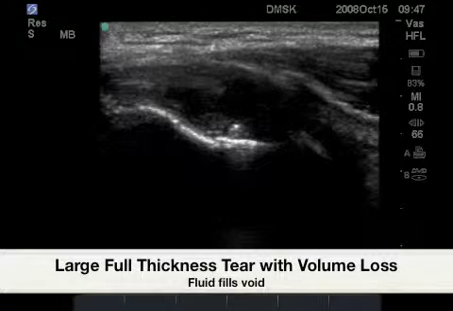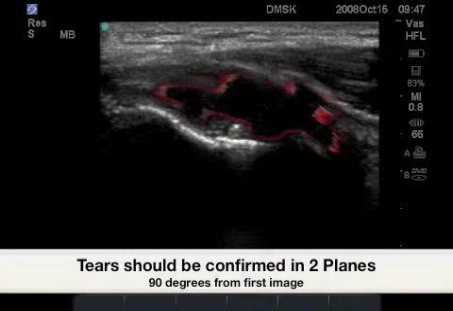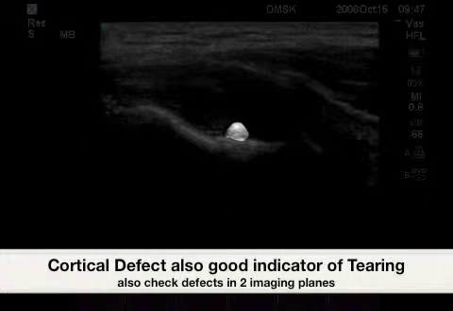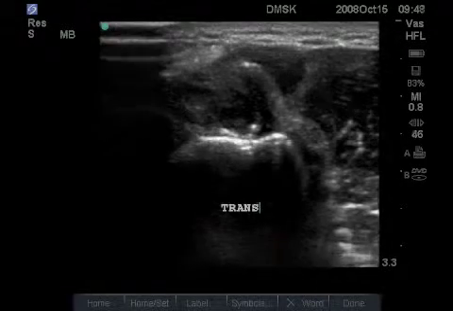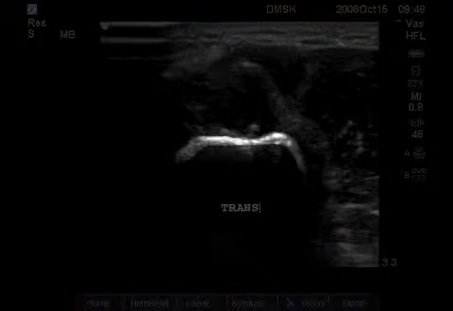The next image shows a large full thickness tear of the common extensor tendon to the lateral epicondyle. Here we also see a bony irregularity, such as an osteophyte or loose body. Obtaining a transverse image of this tear is also important to confirm volume loss.